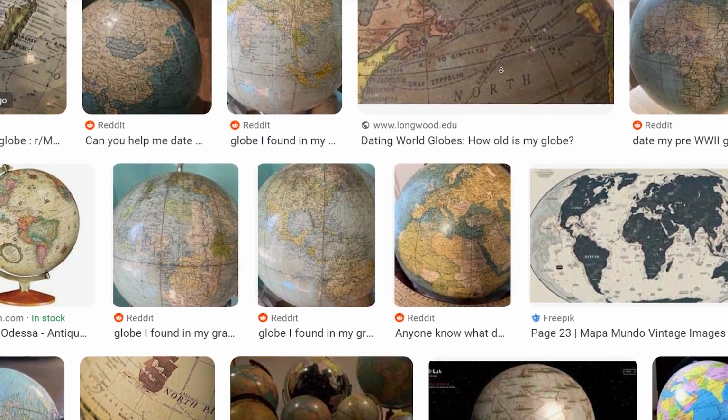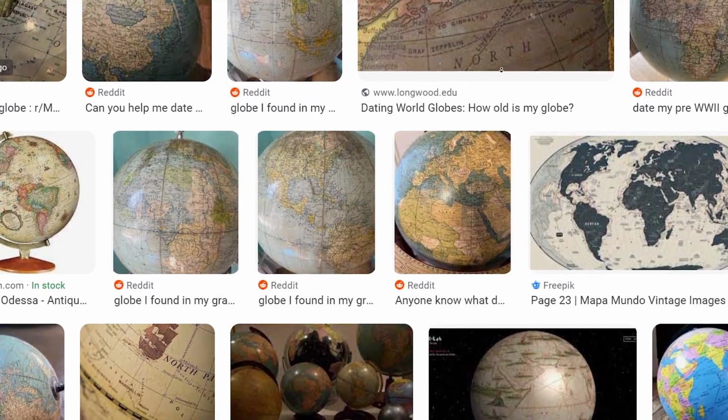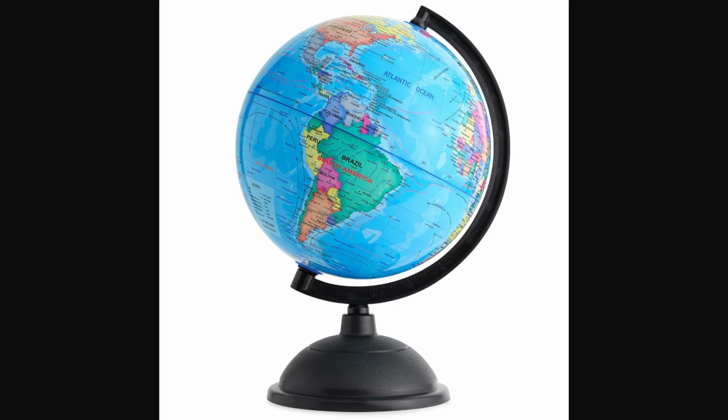I can't believe someone hasn't created this game already, so I'm gonna do it myself. We're basically trying to figure out the year a certain map or globe was released. So often people find these artifacts in like a garage or a grandma's house, and they want to know what year the world looked like this. To be fair, I think there are some games kind of like this online, but not really.